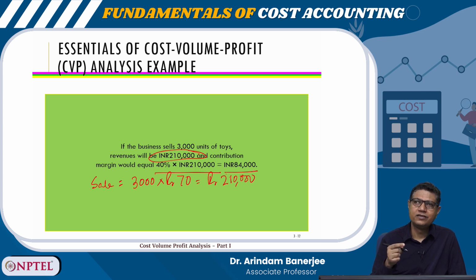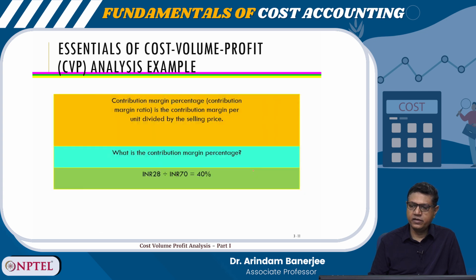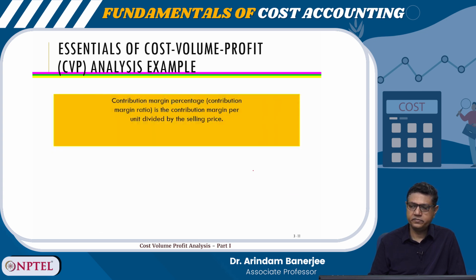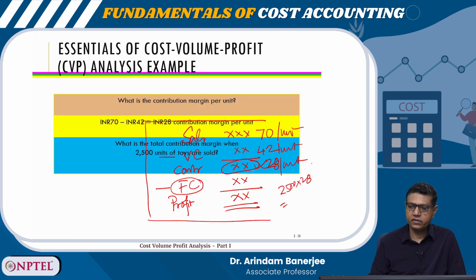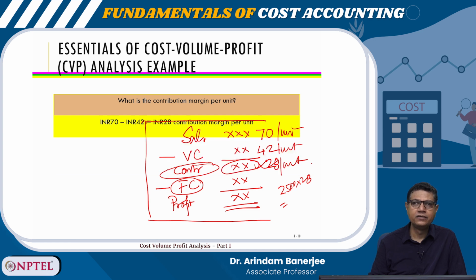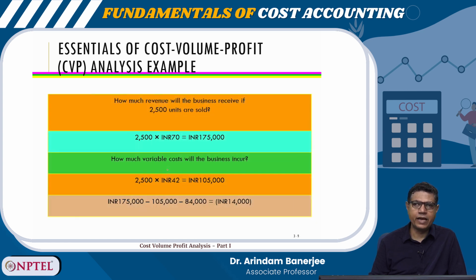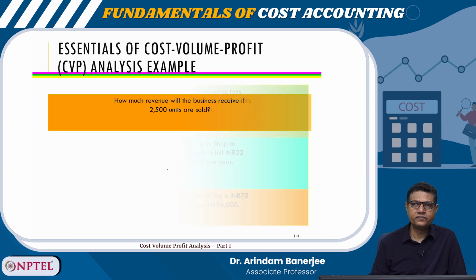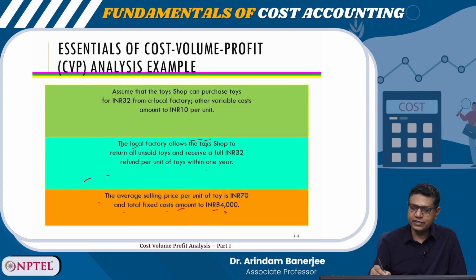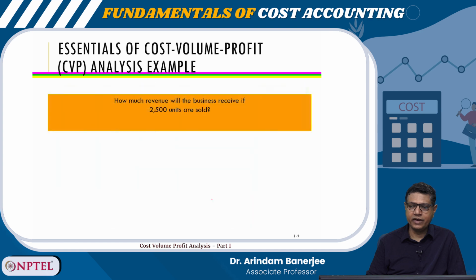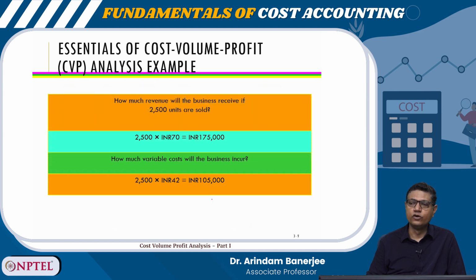So, contribution, you can remember here, you see. Sales minus VC is contribution. So, contribution is 84,000, right? What was my FC? FC was also 84,000. If you go back, you see the fixed cost is 84,000, right? It is given here. So, 84,000 minus 84,000, so profit is 0.